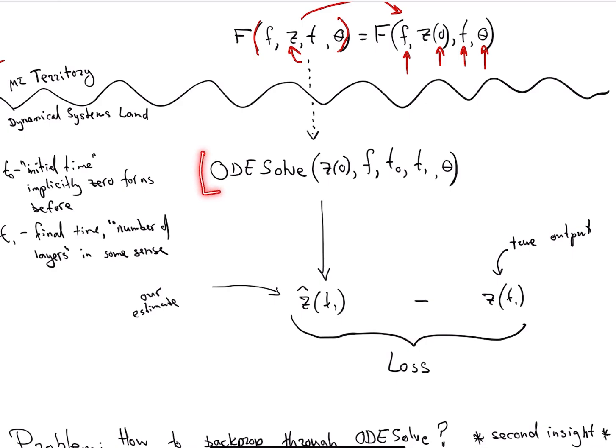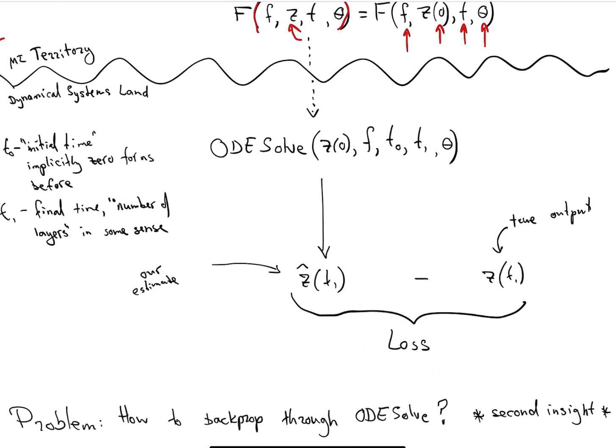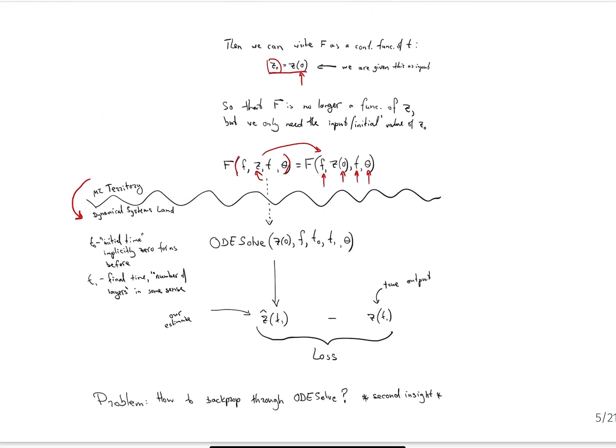So by using this black box method, we can basically compute the output of our neural network. Given the input z0, we have some black box, we can compute the output, which is z of t1. And once we do that, we can now compute the loss. And so the question becomes, naturally: if we have this loss, how do we backprop through this ODE solve black box function? And this is the second insight of this paper, the ability to backprop through this operation, which we'll see later in the adjoint method.